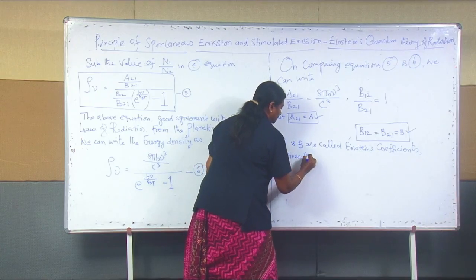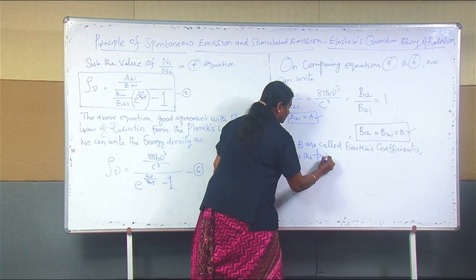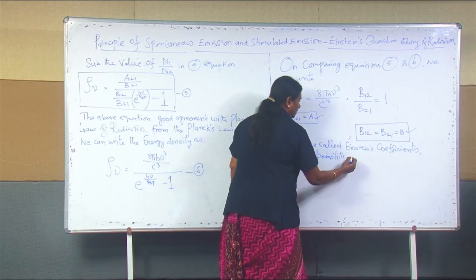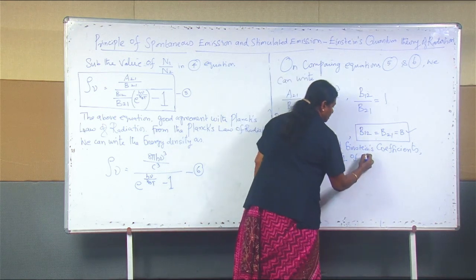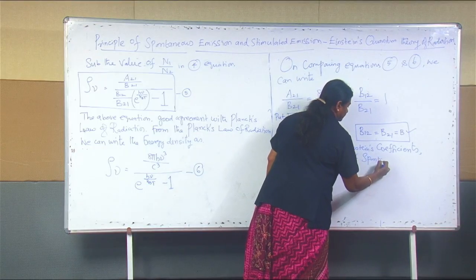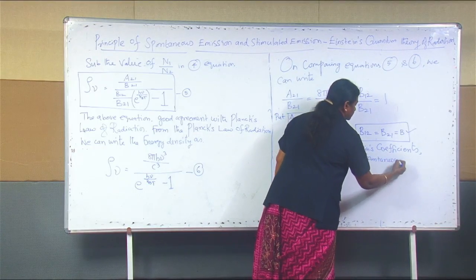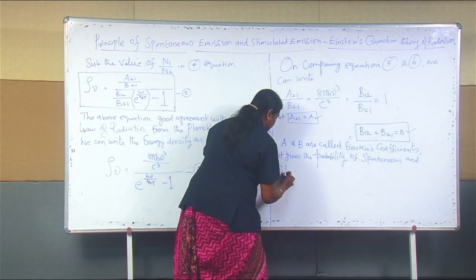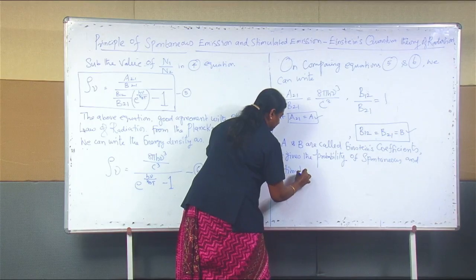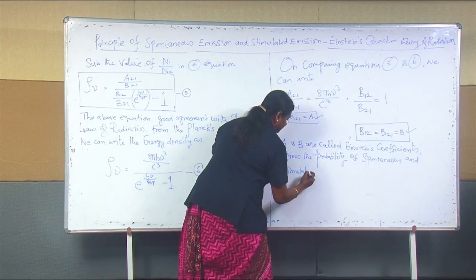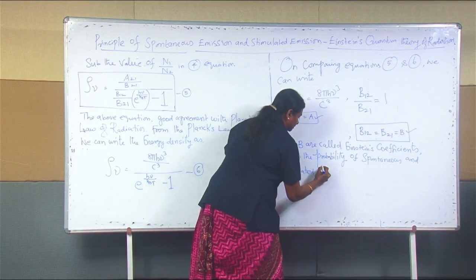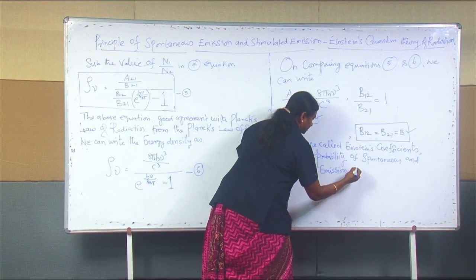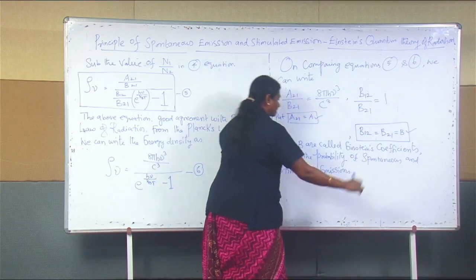Einstein's coefficients give the probability of spontaneous and stimulated emissions, spontaneous and stimulated emissions.